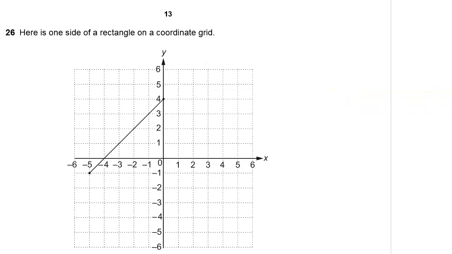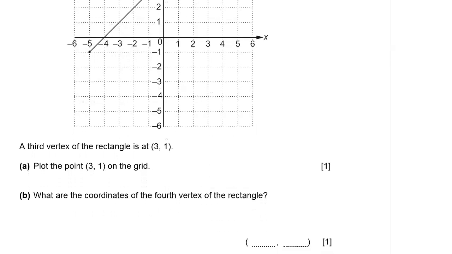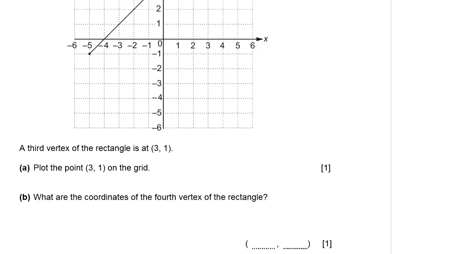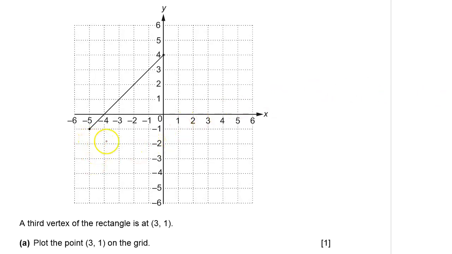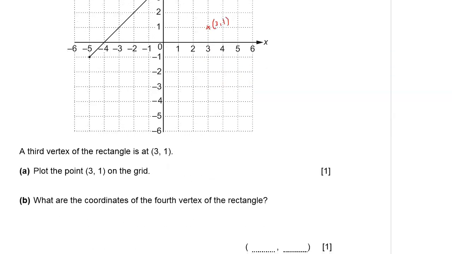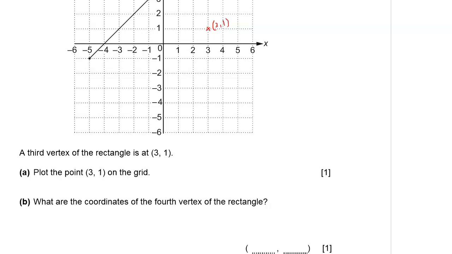Number 26. Here is one side of a rectangle on a coordinate grid. You can see the grid right there. A third vertex of the rectangle is at coordinates 3, 1. Coordinates 3, 1 is right here. So this is 3, 1. We are told to plot the point 3, 1 on the grid, which we have done right there. And we are asked what are the coordinates of the fourth vertex, that is part B.